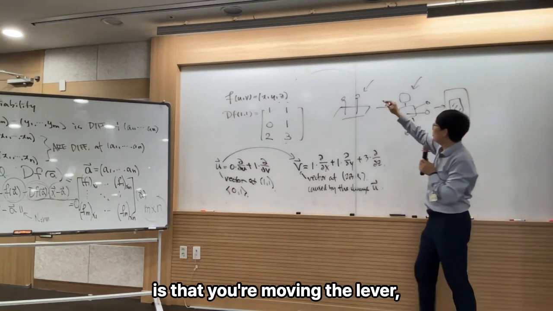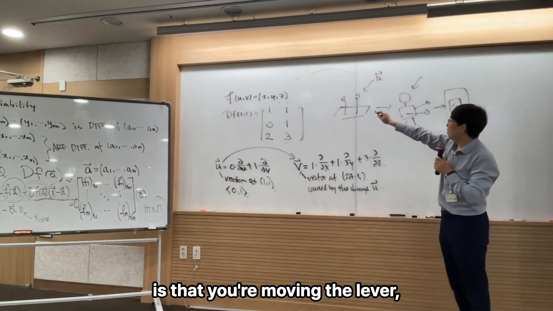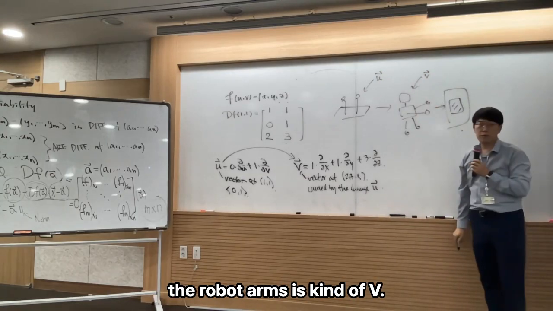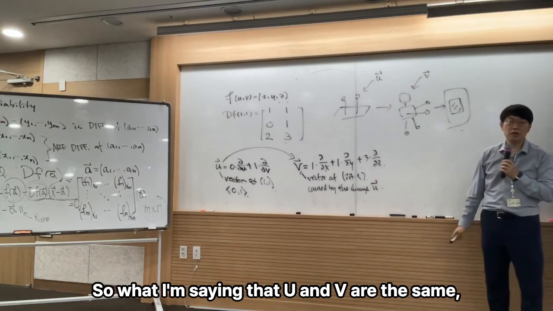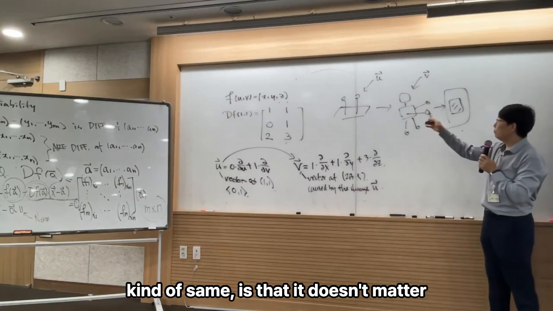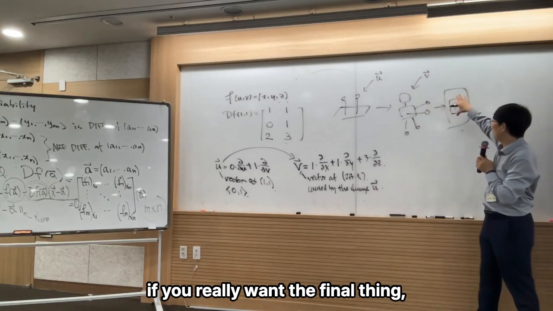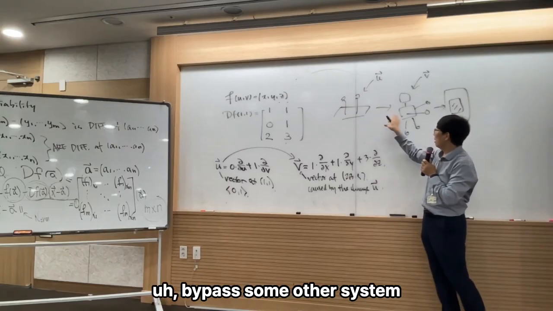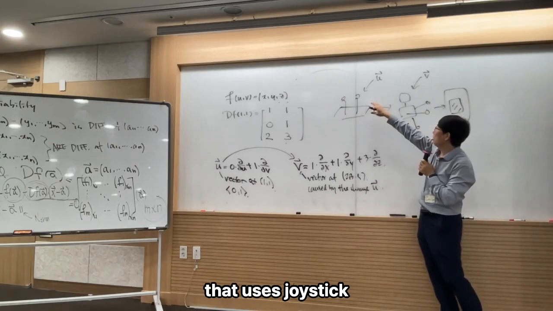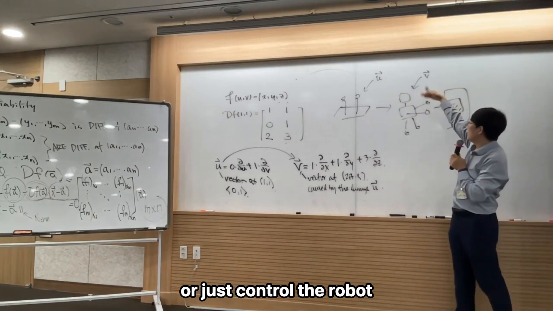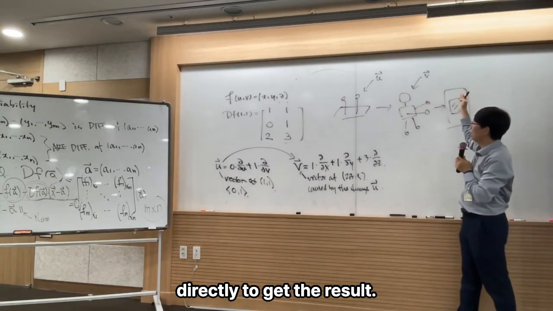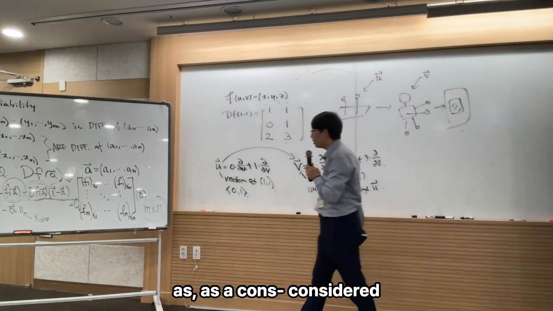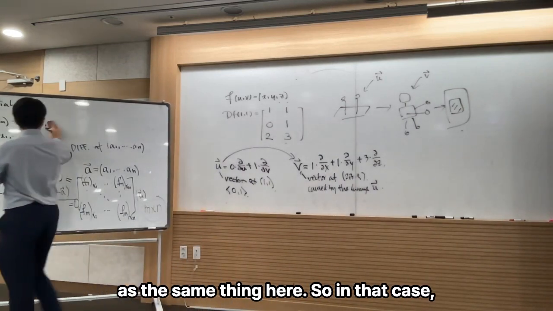What I'm saying is that moving the lever here is U, and controlling the robot arms is V. U and V are kind of the same, because it doesn't matter, if you only want the final result, whether you go through the joystick system or just control the robot directly to get the result. So U and V can be considered the same thing here.